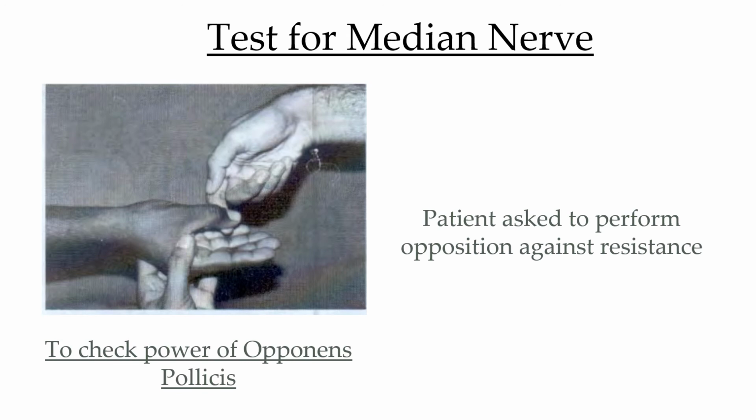The next test which can be performed to check the integrity of the median nerve is by testing the power of the opponens pollicis muscle. In this test, the patient is asked to perform opposition against resistance. As you can see, this is the hand of the patient and this is the hand of the examiner or the doctor, and the patient is asked to perform opposition against the resistance offered by the examiner.